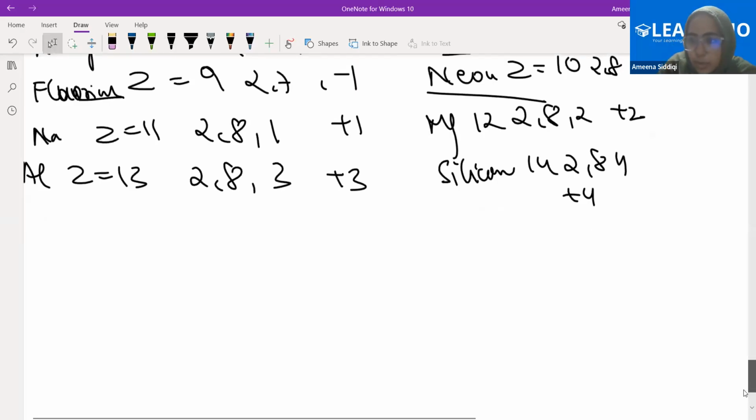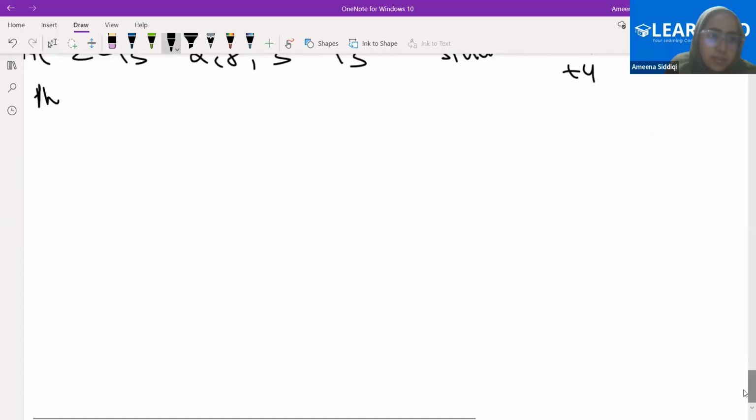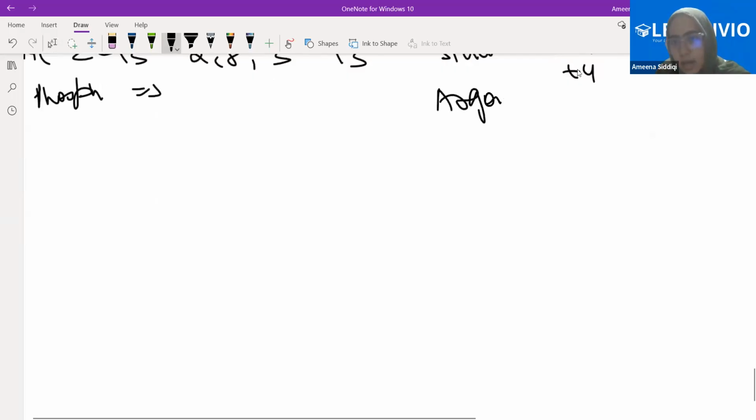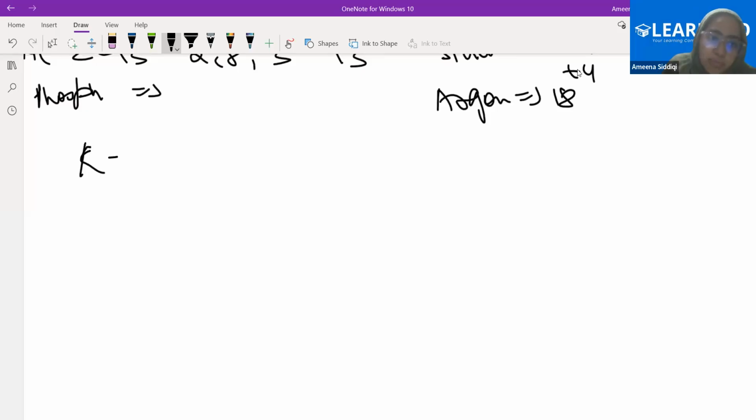Phosphorus. Very good. After that, we have sulfur, and then chlorine, and accordingly you have it till argon. Argon is 18. After argon, we have potassium at 19. Z is equal to 19. That means 2, 8, 8, and 1.